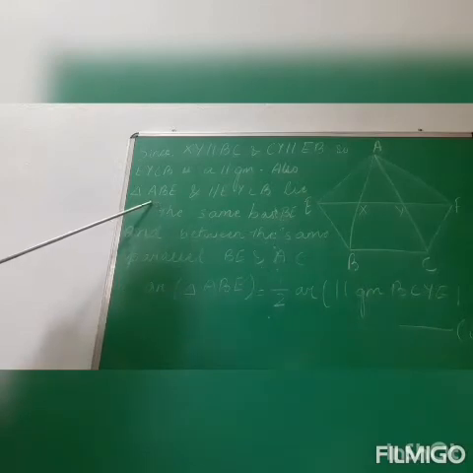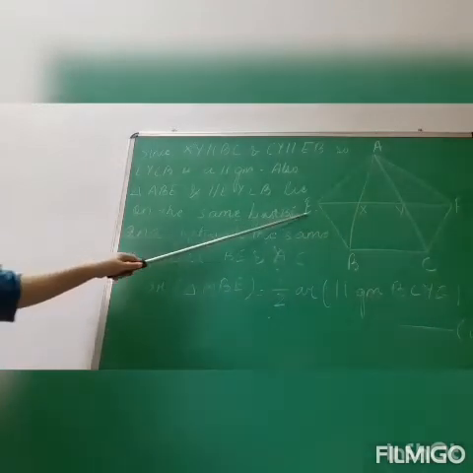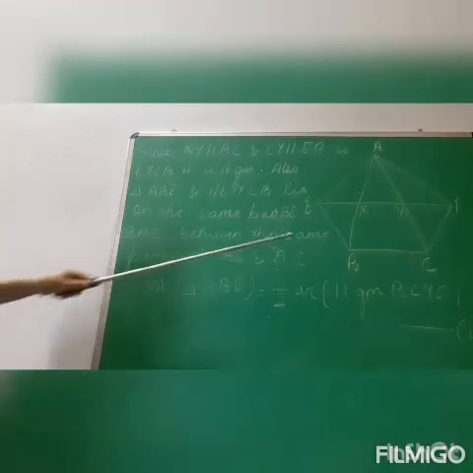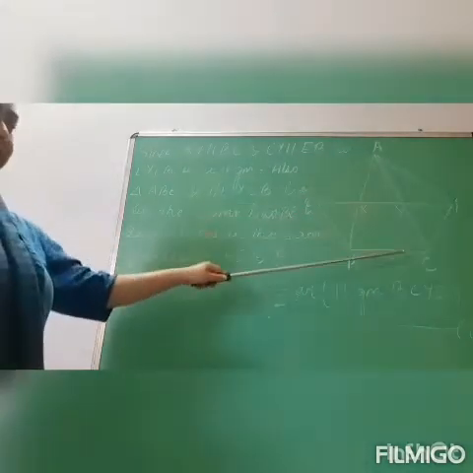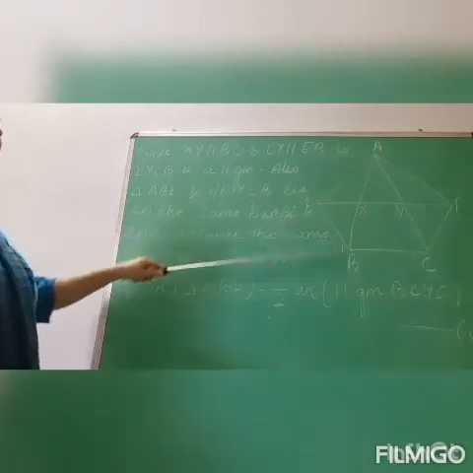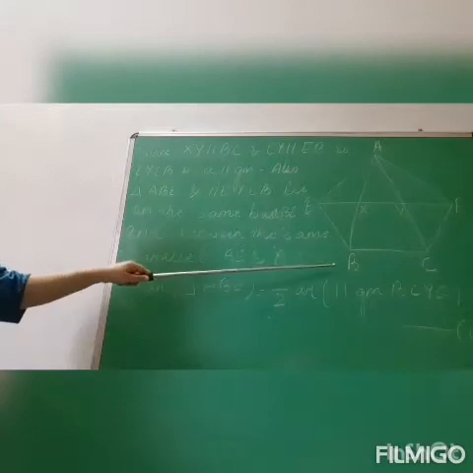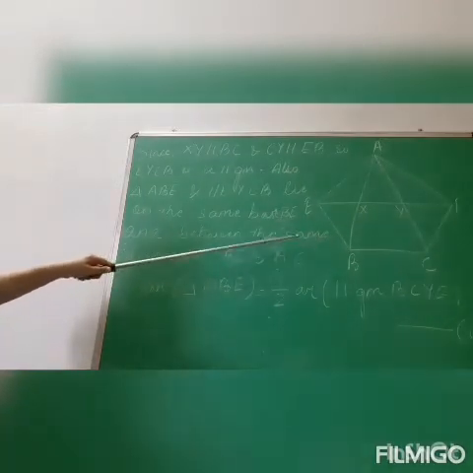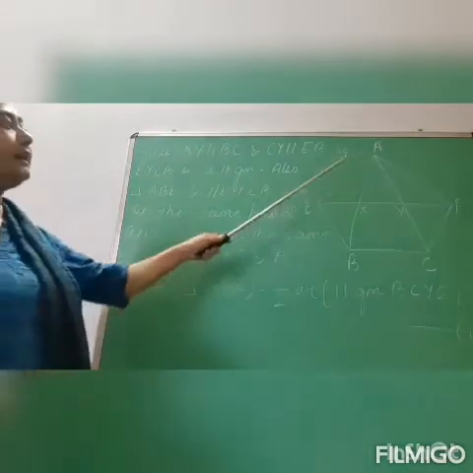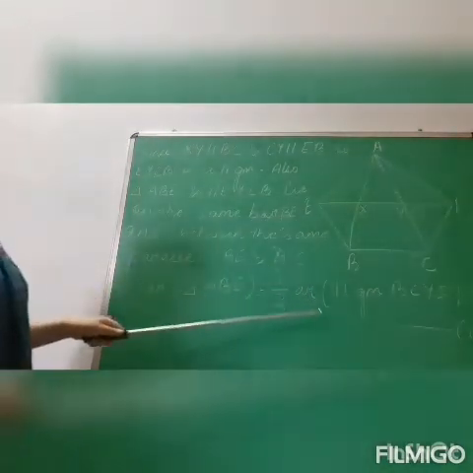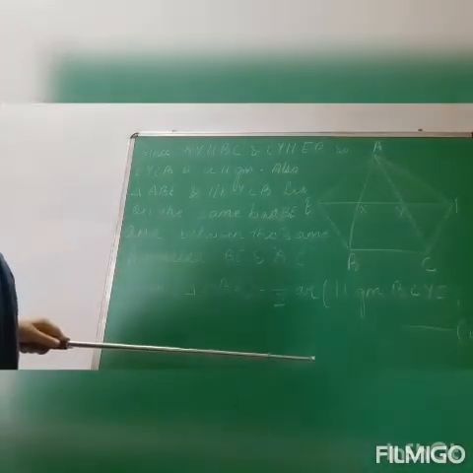And this triangle ABE and the parallelogram EYCB lie on the same base BE and between the same parallels BE and AC. Therefore, I can say that area of triangle ABE is half the area of parallelogram BCYE. I will keep this as equation number 1.